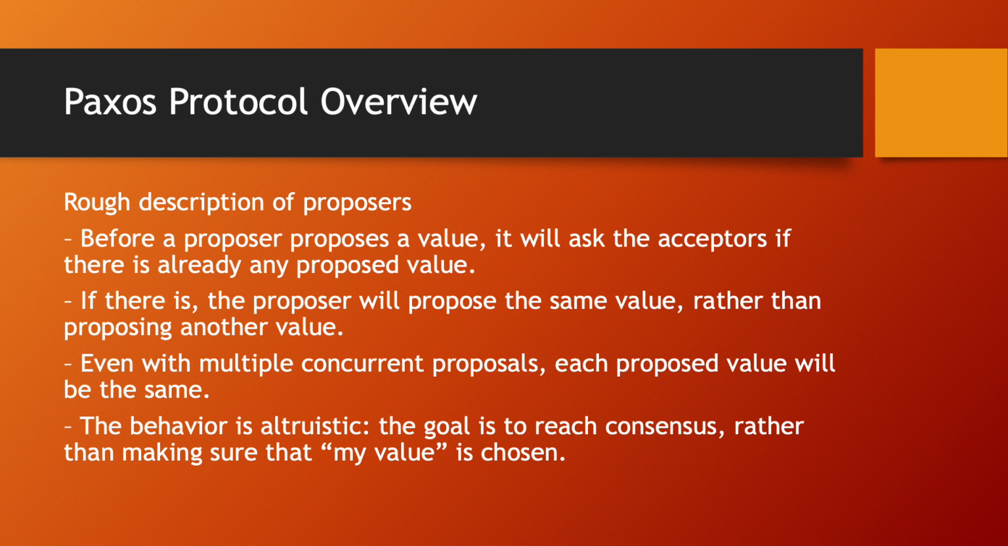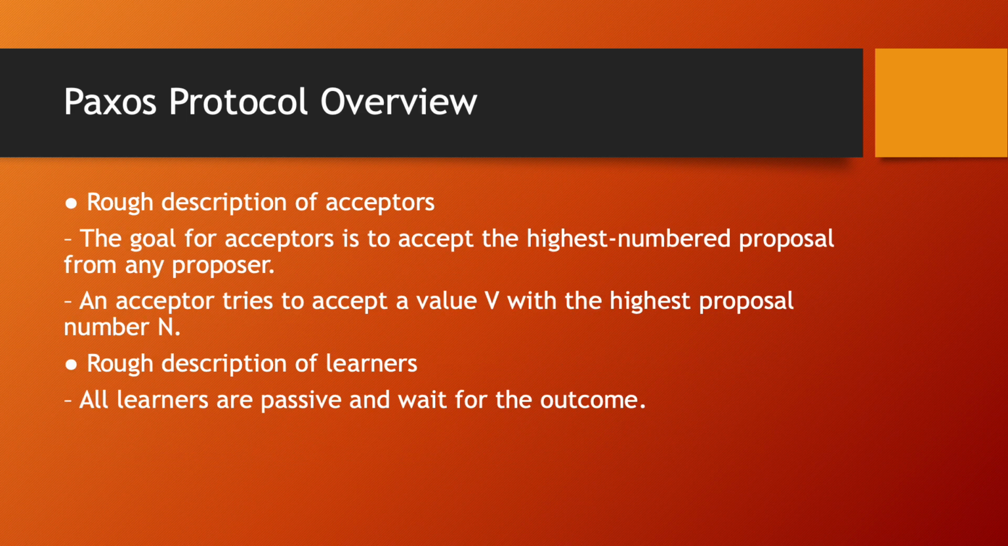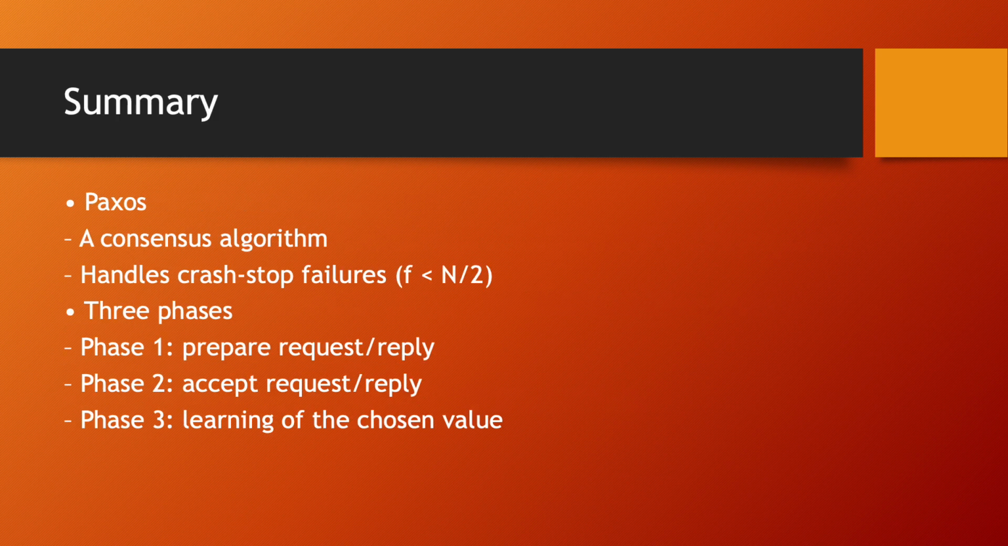Rough description of the proposers. Before a proposer proposes a value, it will ask the acceptors if there is already any proposed value. If there is, the proposer will propose the same value rather than proposing another value. Even with multiple concurrent proposals, each proposed value will be the same. The behavior is altruistic. The goal is to reach consensus rather than making sure that my value is chosen. Rough description of the acceptors. The goal of acceptors is to accept the highest number proposal from any proposer, and an acceptor tries to accept a value v with the highest proposal number n. Rough description of learners is that all learners are passive and wait for the outcome.